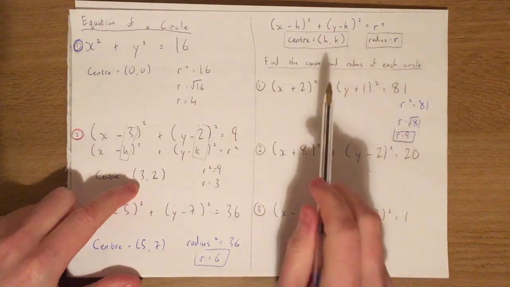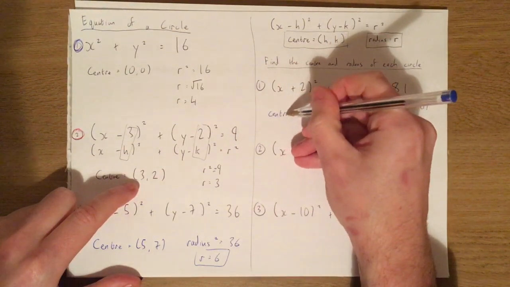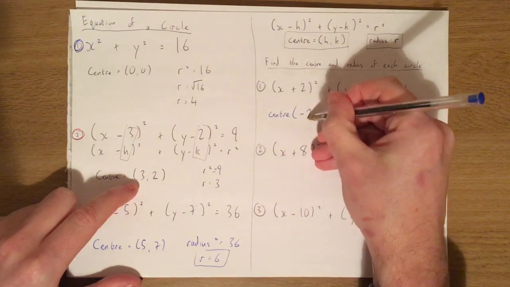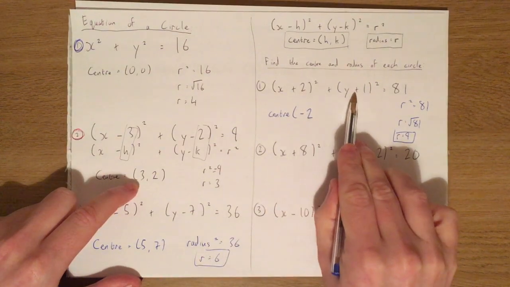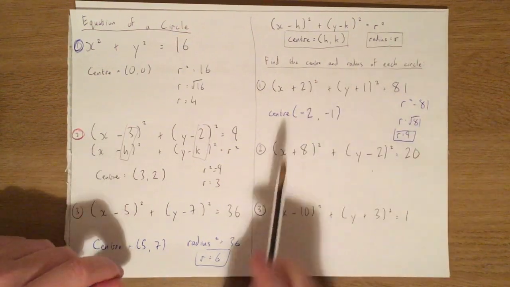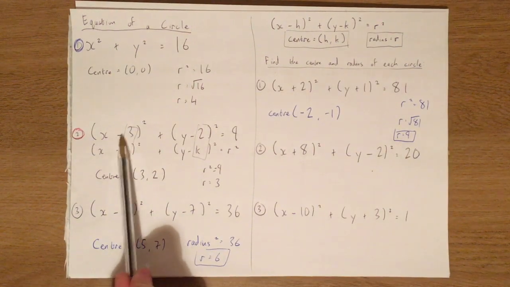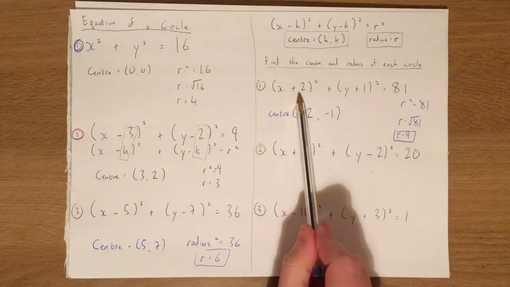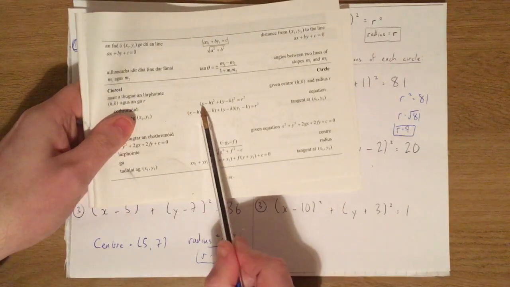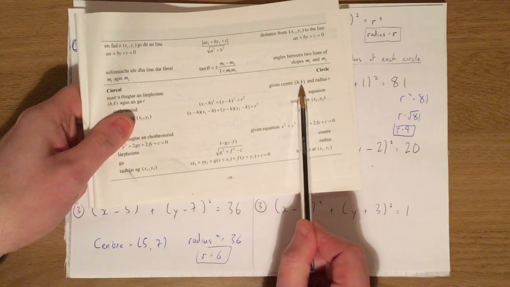The center though: if this was x minus 2, I would say the center is 2 something. Because this is x plus 2, your x coordinate is going to be negative. Because this is y plus 1, your y coordinate is going to be negative. So your center is minus 2, minus 1. So when what's in the bracket is negative, you change it to a positive for the center. When what is in the bracket is positive, you change it to a negative for the center. So you see that in the log tables. It's x minus h, y minus k, but it's plus h and plus k that are the center.